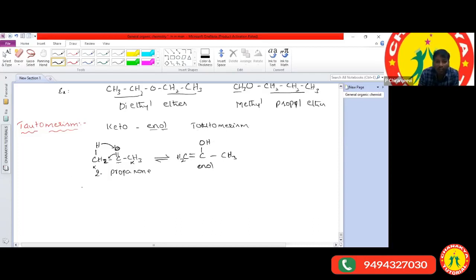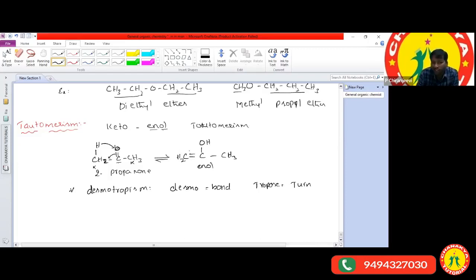And this we can also call desmotropism. Sir, what is meant by desmotropism? Desmotropism is a Greek word. In this, desmo means bond, the pi bond. Tropos is nothing but turn.